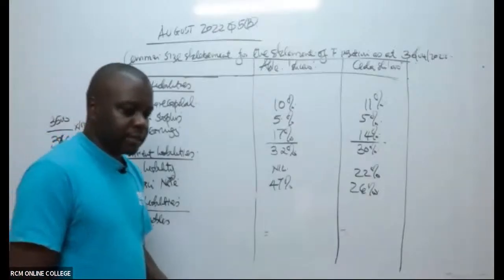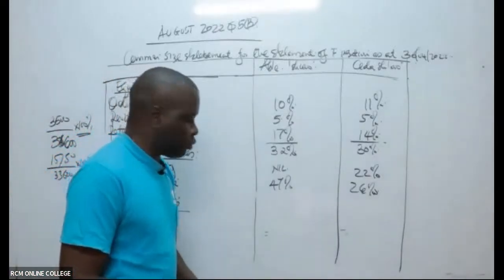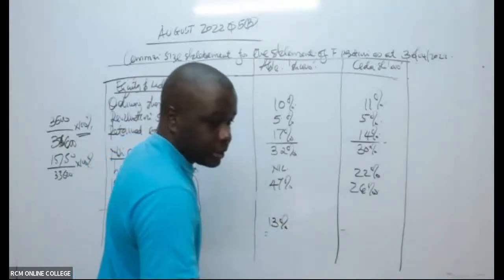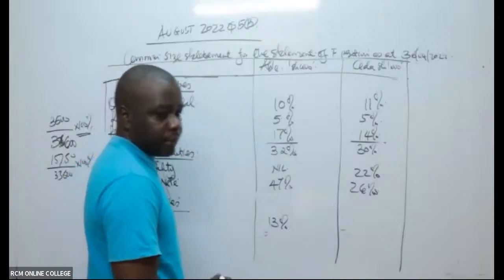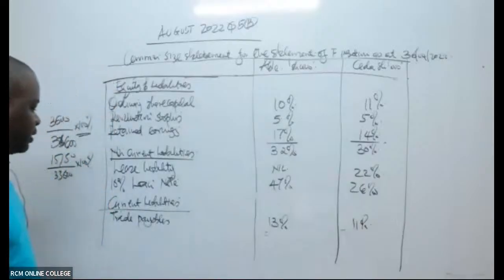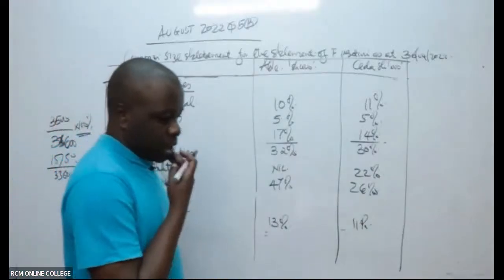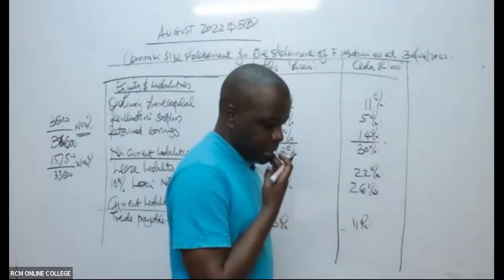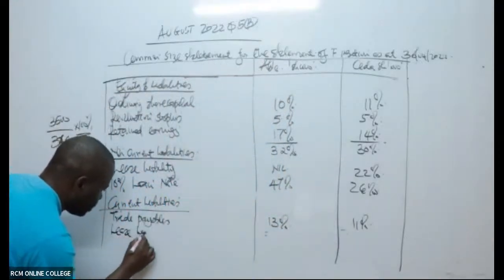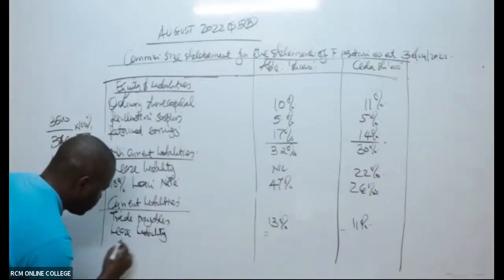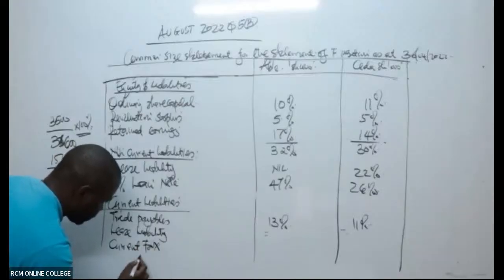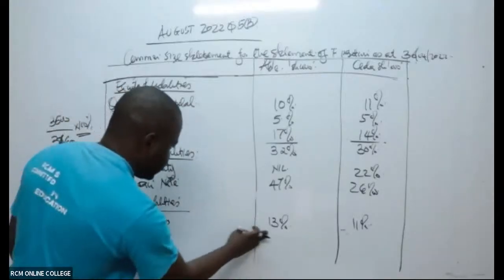So I can see 13%. And what percent? 13% and 11%. So after trade payables, we have lease liability and current tax. Then, of course, you have current tax. It is not deferred tax, but it's the tax in the current year.